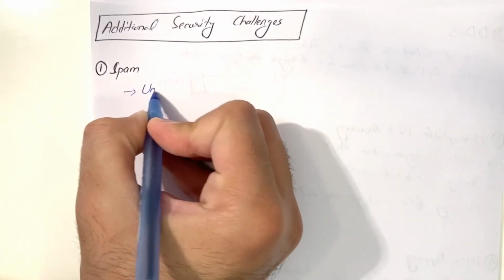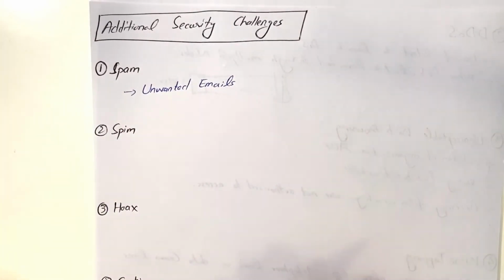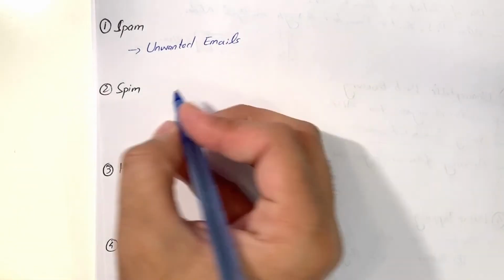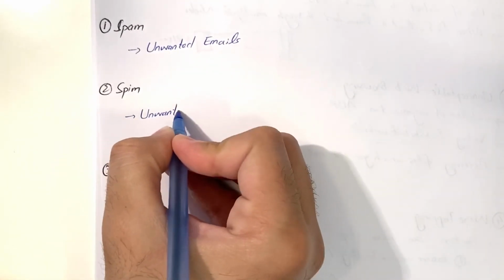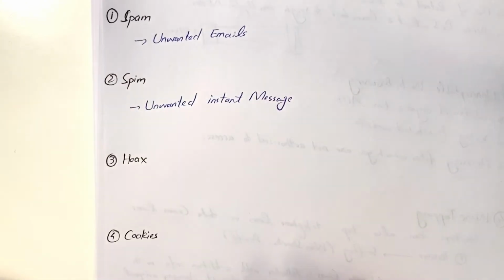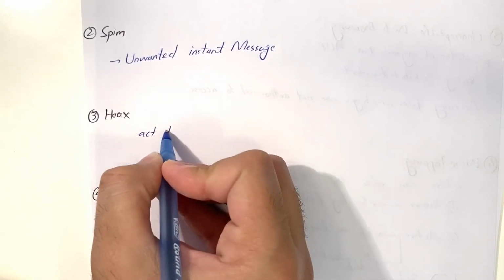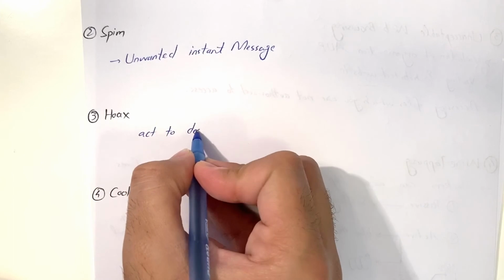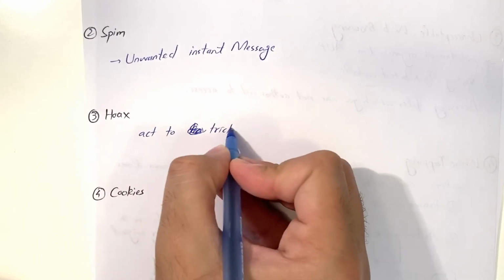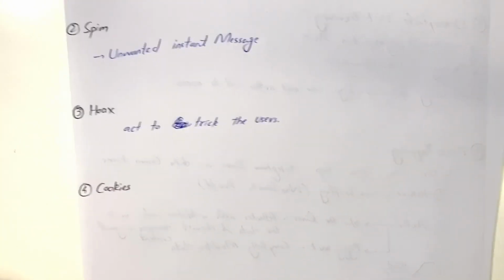Then the last few things, some additional security challenges. Spam is basically unwanted emails, and mostly they provide carriers to malware. Spam also includes unwanted instant messages. Hoaxes, it's kind of a con. It's basically an act to deceive, or you can say to trick the users. Sometimes it's kind of the social engineering kind of attackers. They create a con just to get confidential information of the people.